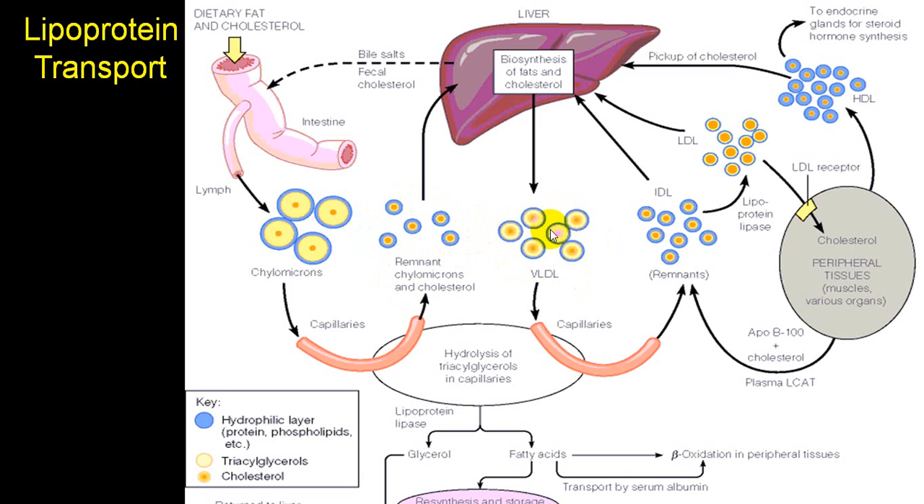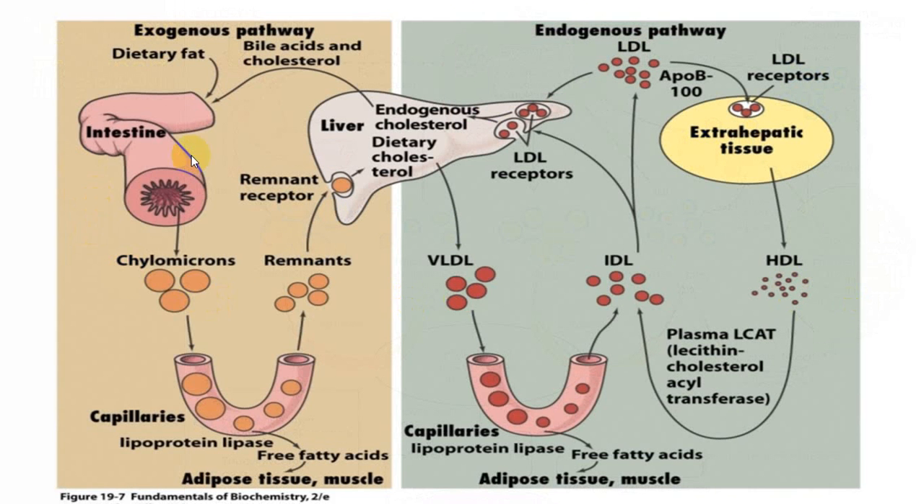These are VLDL, which is thrown out by the liver, which will be converted into intermediate density lipoprotein, then intermediate will be converted into LDL, and you will also have formation of HDL, and all of that will be picked up by the liver again. This is that entire cycle.